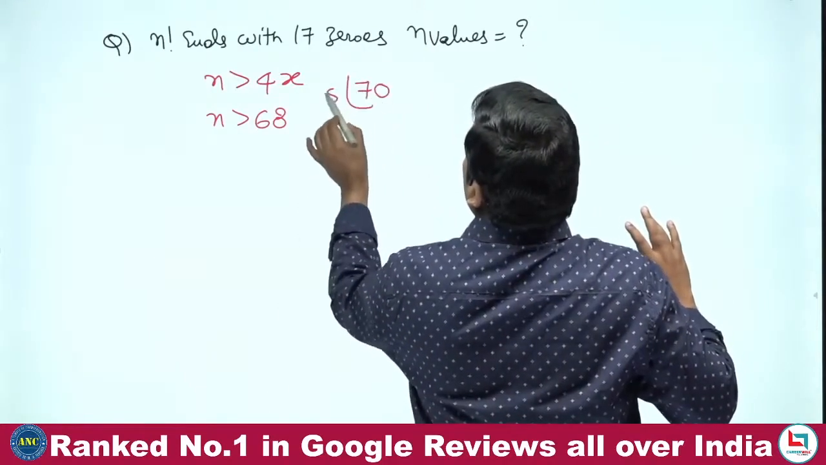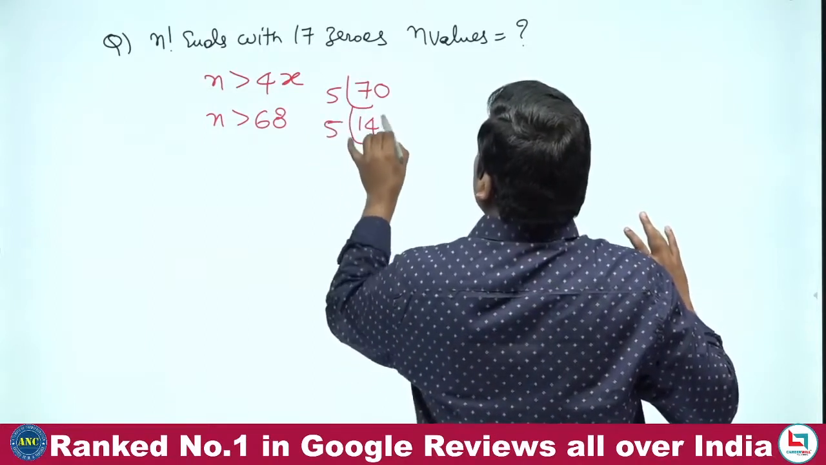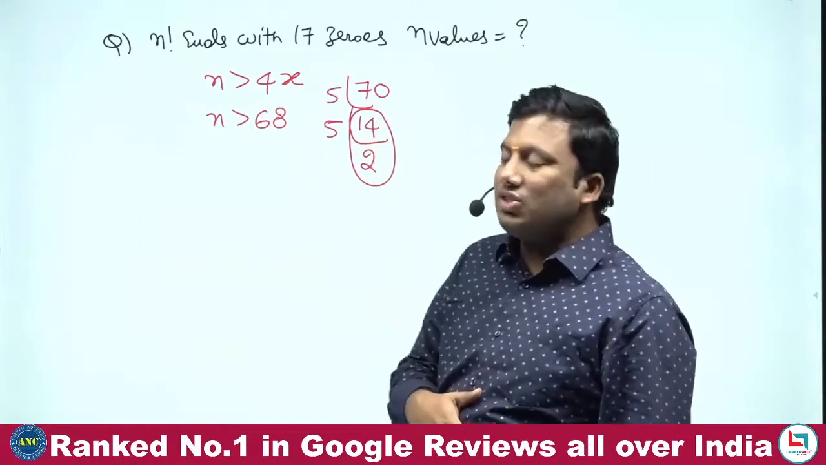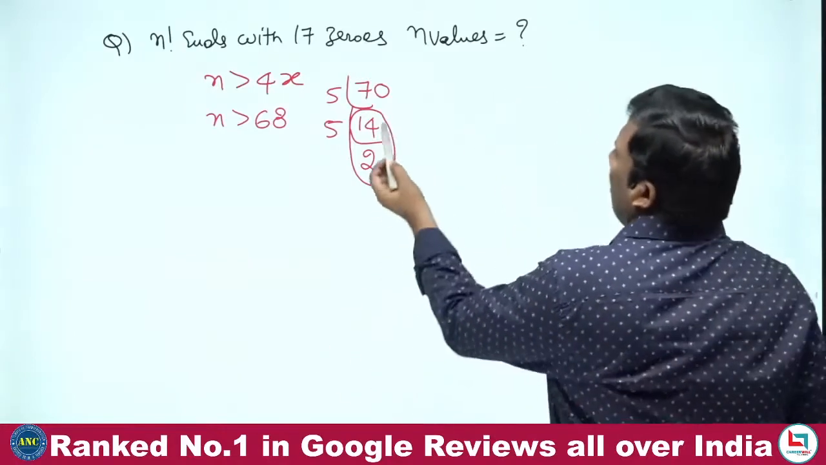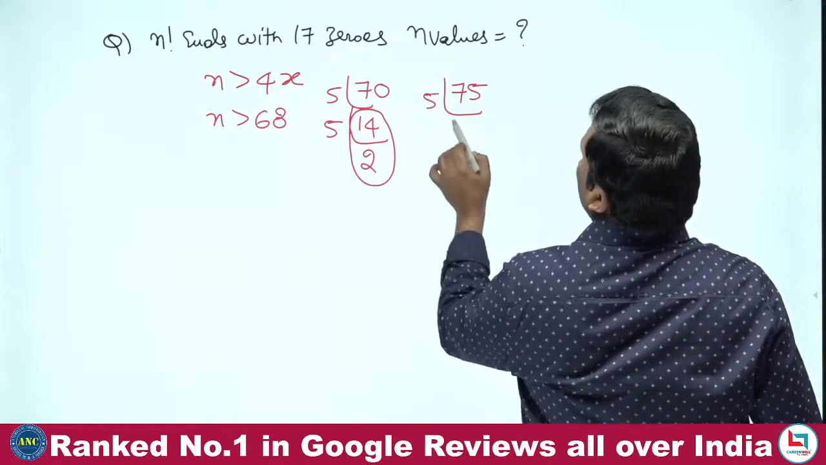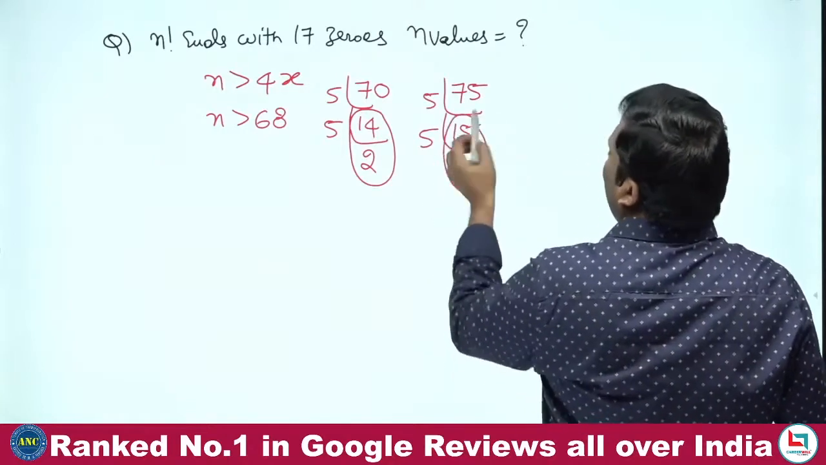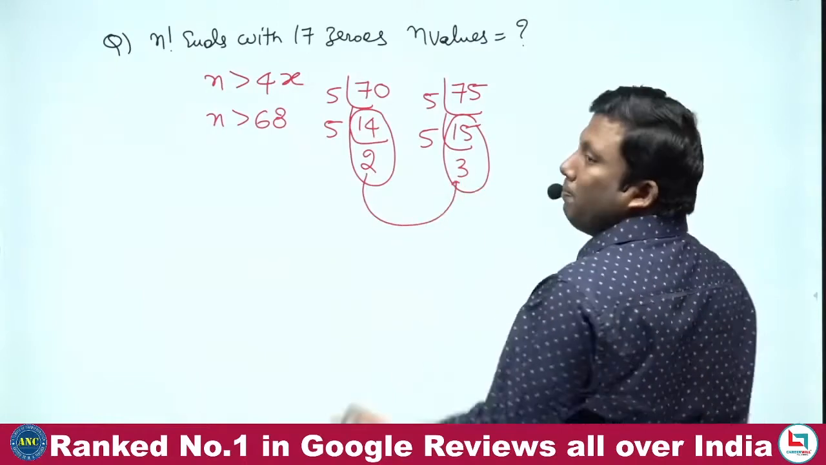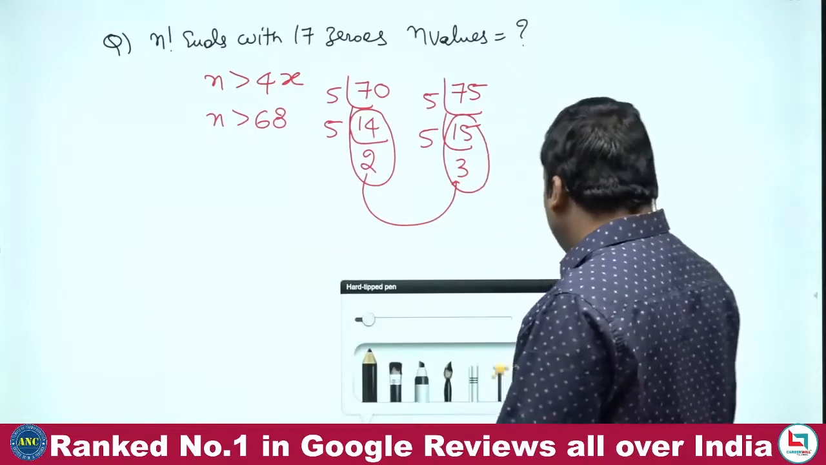70. Let us see how many zeros there are. 5 14s are 70, 5 2s are 10, 14 plus 2, 16. 70 factorial contains 16 zeros. 71 factorial also has 16 zeros. What is the next multiple of 5? 75. 5 15s are 75, 5 3s are 15, 15 plus 3, 18. From 16 zeros, there is a jump to 18 zeros.